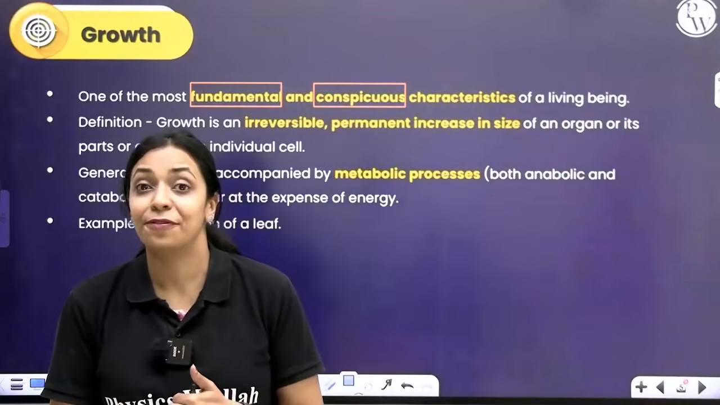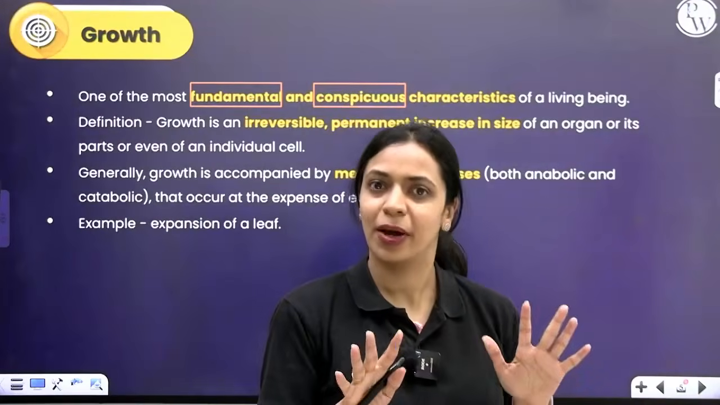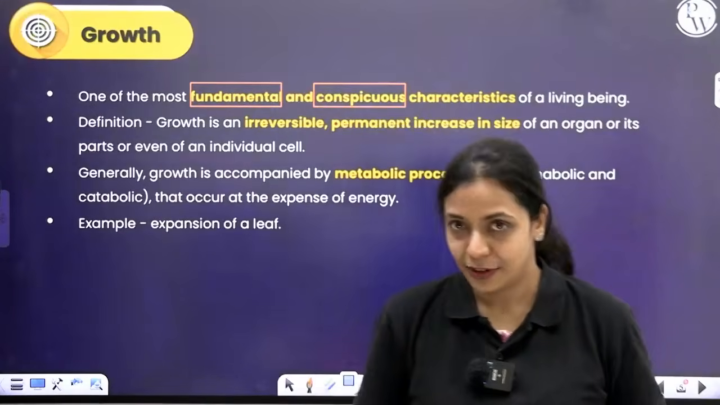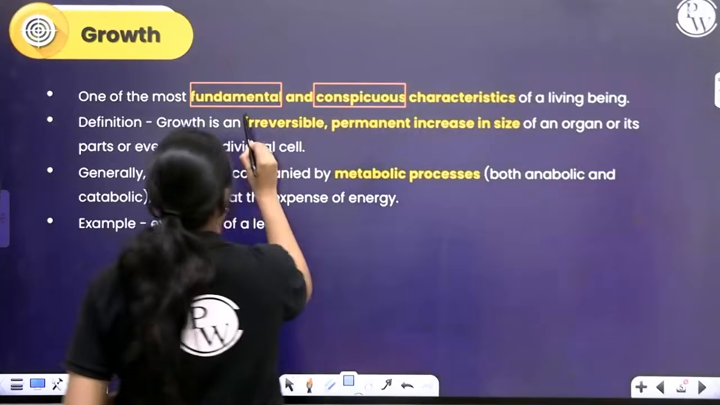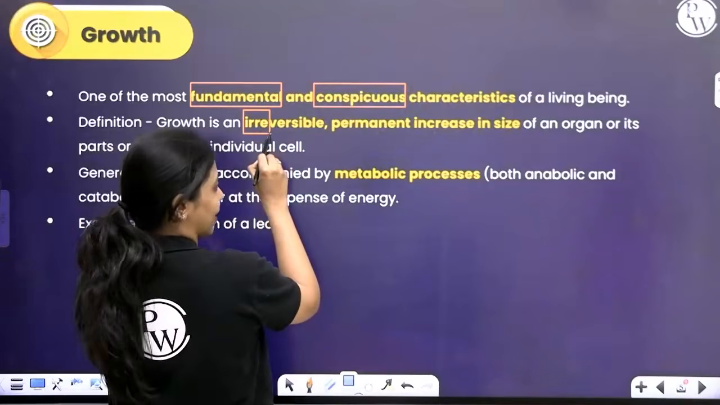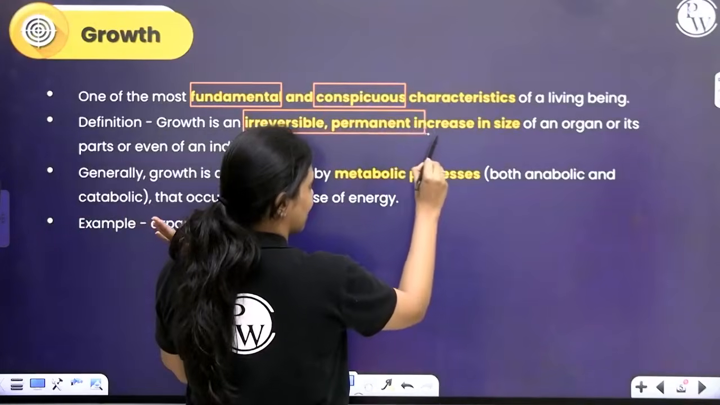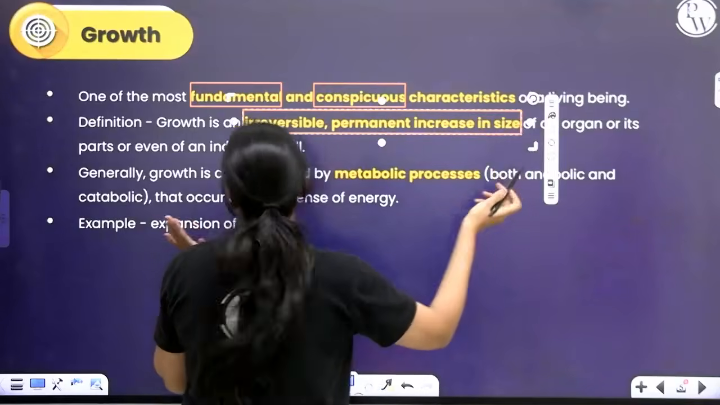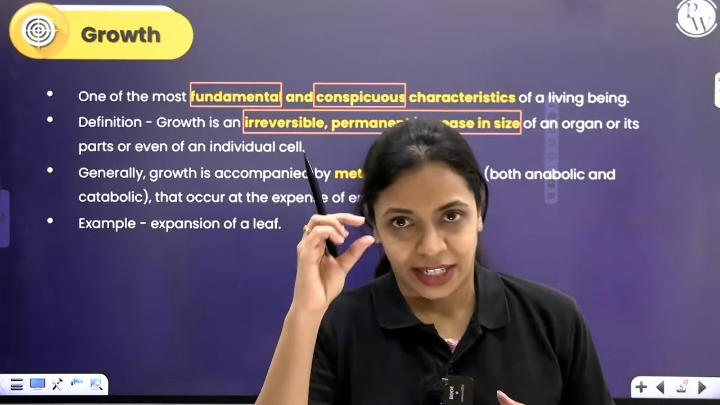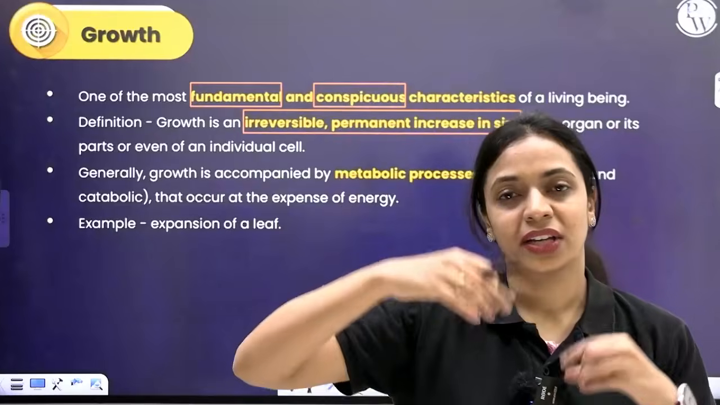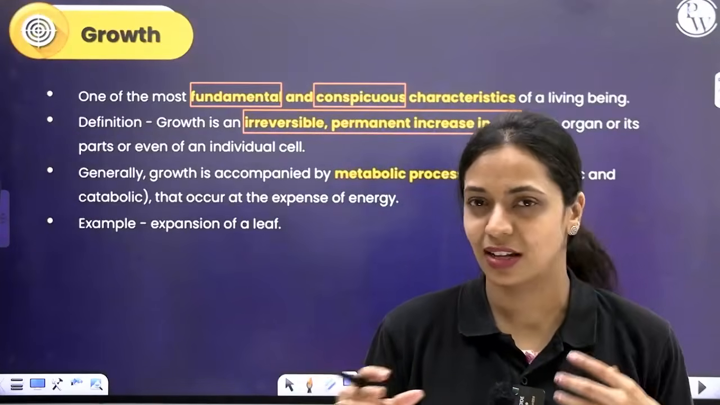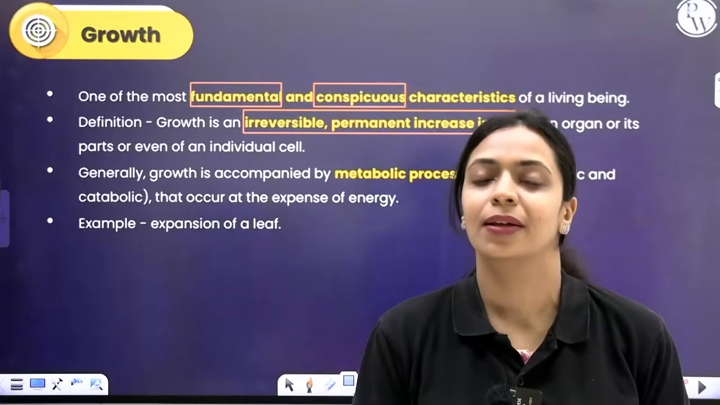How does one define growth? We've also learned about this in the chapter, The Living World. Growth can be defined as an irreversible, that means you cannot reverse it, it is permanent, increase in the size of an organism or its part, one individual cell increasing or an organ increasing. Increase in mass can be considered as growth, increase in the number of cells also is considered as growth.